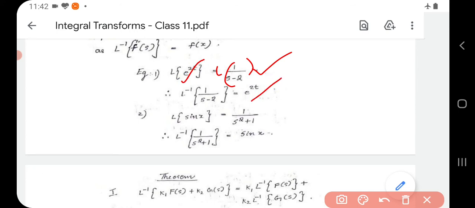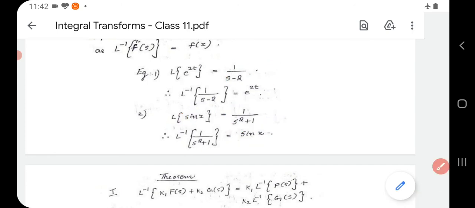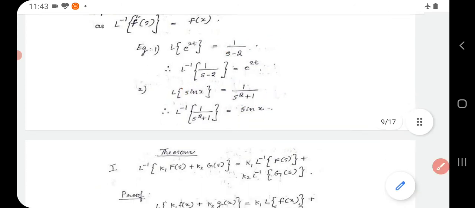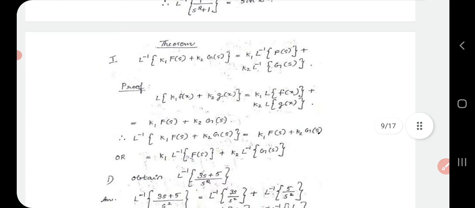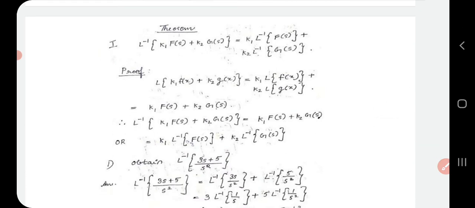Now Laplace transform of sin x, you know it is 1 by s square plus 1. Now what will be L inverse of 1 by s square plus 1? It will be sin x. That's it. Just the inverse of Laplace transform, that is inverse Laplace transform. Now theorems. L inverse of k1 f of s plus k2 g of s equal to k1 L inverse of f of s plus k2 L inverse of g of s. A similar theorem we have studied in the Laplace transform, right?